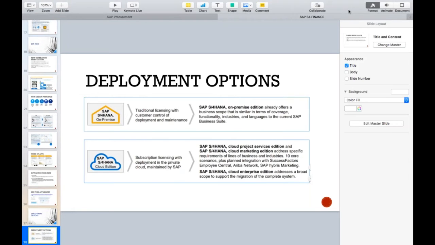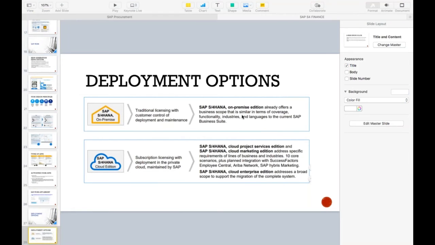So SAP S/4HANA already offers a business scope that is similar in terms of coverage, functionality, industries, and languages to current SAP businesses, which means SAP S/4HANA on-premise edition already provides all those functions which were available in SAP ECC, plus advanced features. So all those functionalities, industry-specific solutions, languages, everything is available, similar to the SAP ECC system.